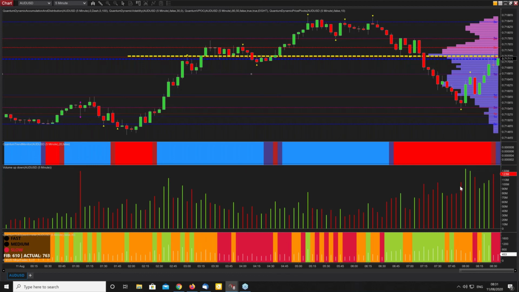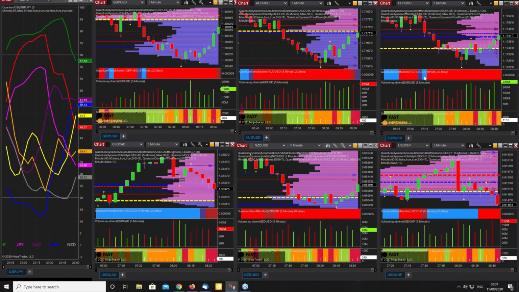And clearly there's some buying coming in there. We don't know how much buying, but certainly there is enough buying to get this market to pause. That's what you're doing the whole time. You're looking at the volume price relationship.